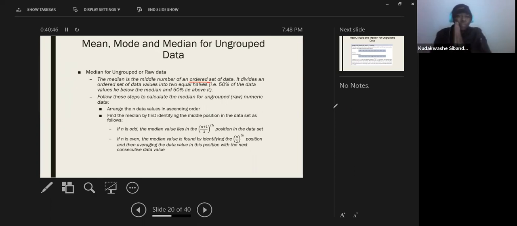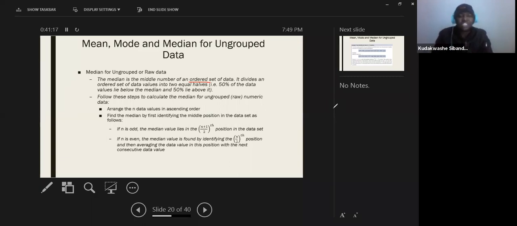Don't worry, I'm going to make use of an example in the next slide, so that you understand the importance of why we have to calculate the median in the first place. So what it means is 50% of the data values lie below that median, and 50% of the data lies above it. So these are the steps that you must take to calculate the median of ungrouped and raw data.